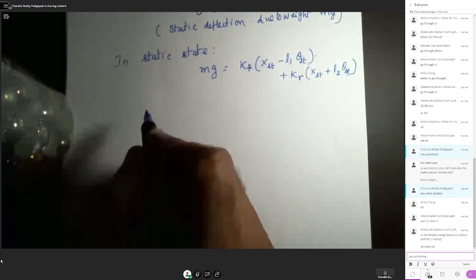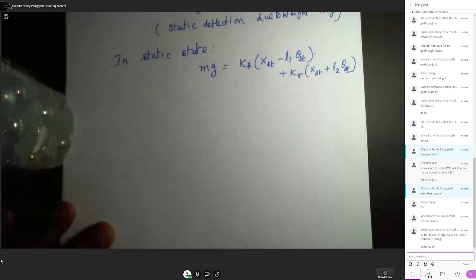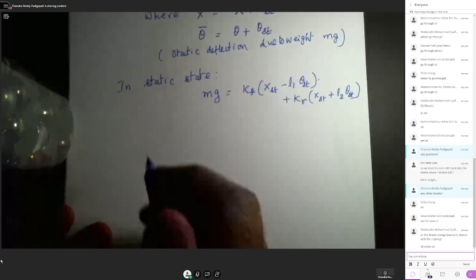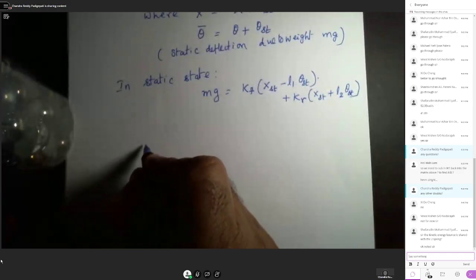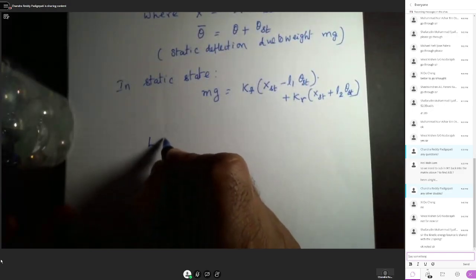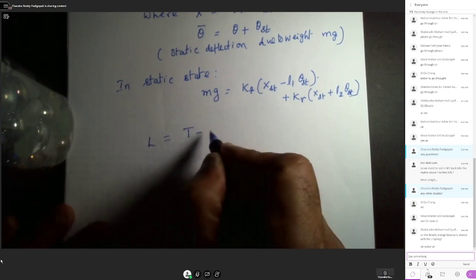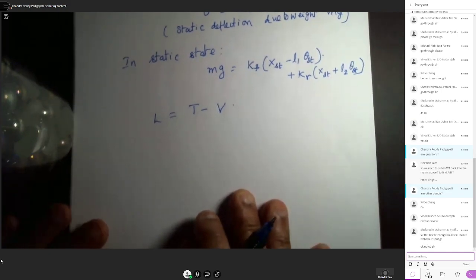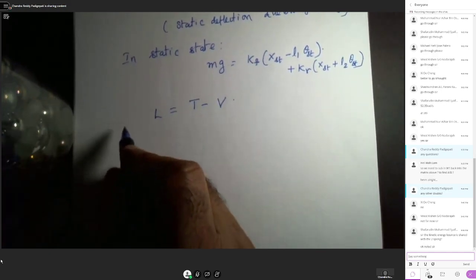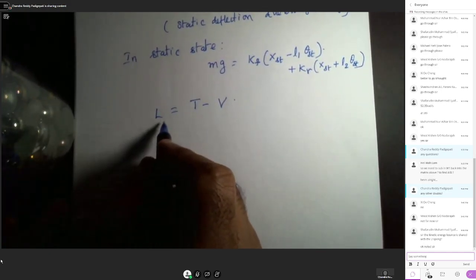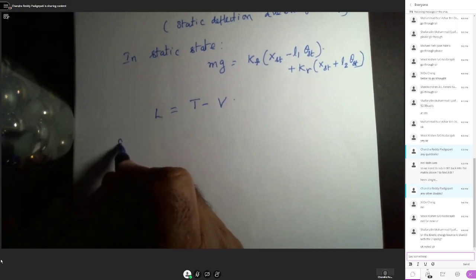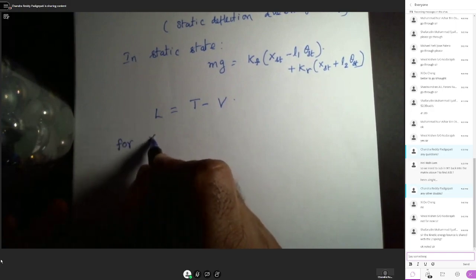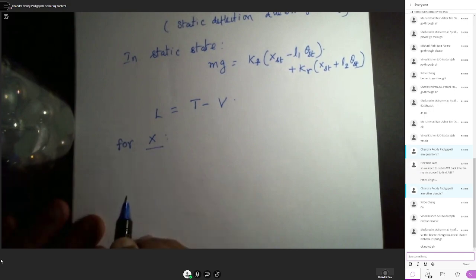Okay, so I'll give you the remaining steps. You can fill up the remaining steps and write down. You can write L is equal to T minus V. Okay, so you need to do the differentiation. You need to apply the Lagrangian equation for the bounce x.